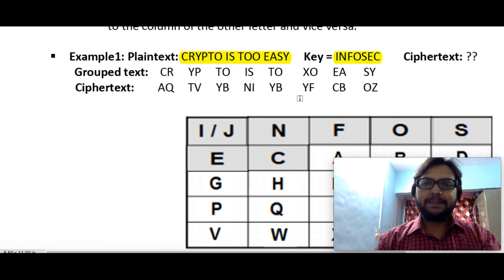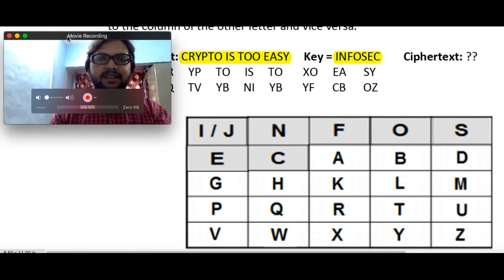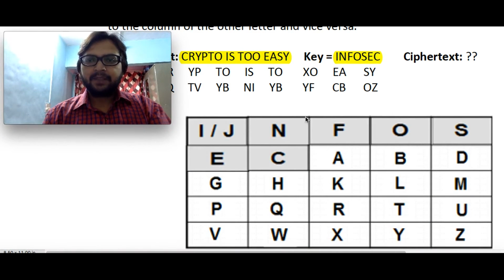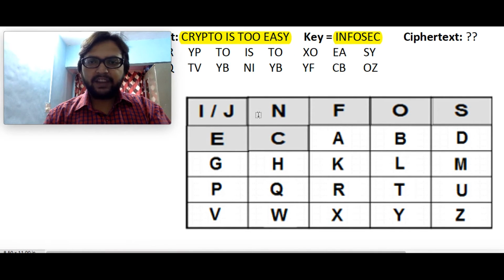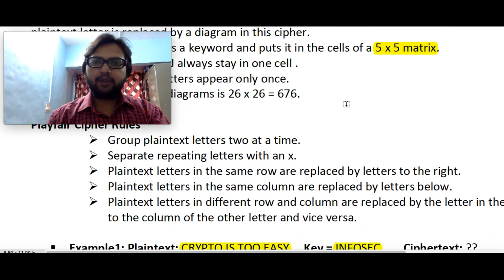So what is a matrix? Let's just see. As you can see here, we have this type of matrix present here. Now in this matrix, we need to write our key. Remember, we need to write our key. So our key is INFOSEC, and our matrix is a 5 by 5 matrix, 5 rows and 5 columns.